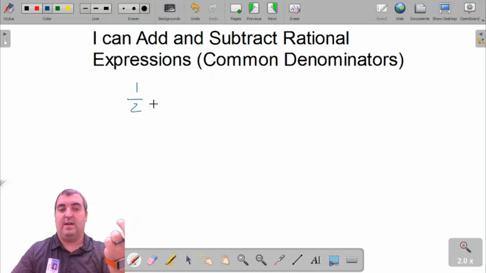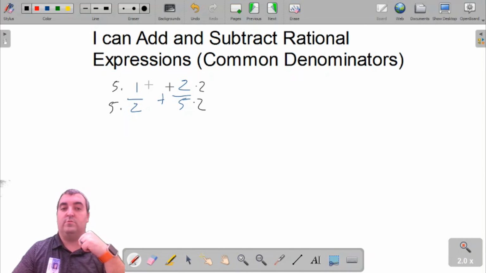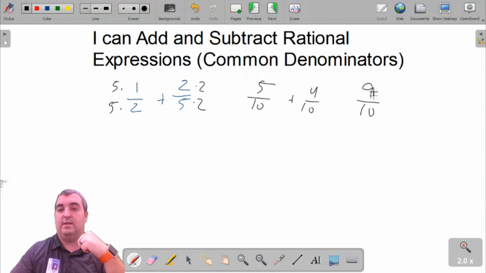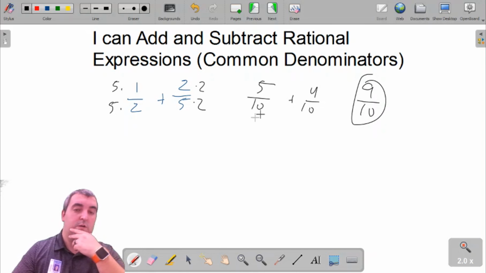So if I did 1/2 plus 2/5, you'd be like, oh, I need to multiply this one by 5 over 5 and this one by 2 over 2, because that'll give me a common denominator of 10. So I get 5/10 plus 4/10, which makes it 9/10, and that right there would be my answer.